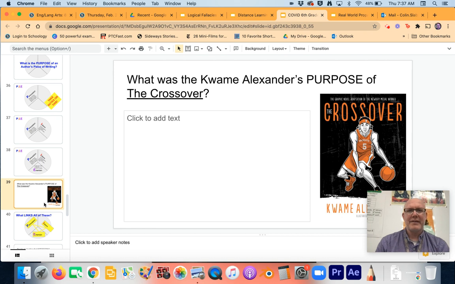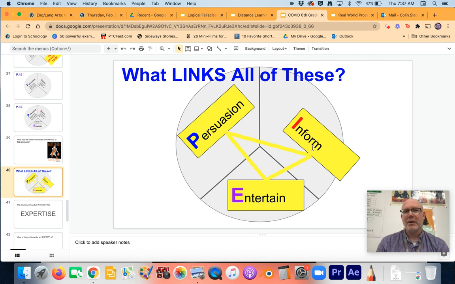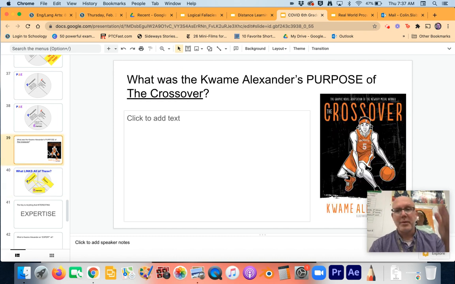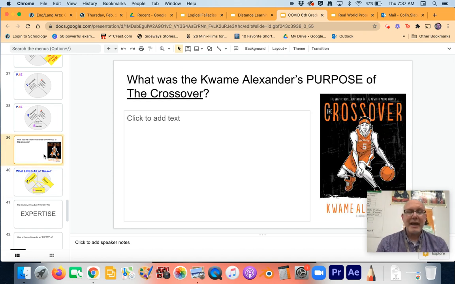Because if we start making a list of what Kwame Alexander's purpose was to write this, what's he doing? He's doing a ton of stuff, right? He's trying to entertain us, right? It's a great story. He's also probably trying to inform us because, frankly, you learn about basketball. You learn about the European League. He's got enough information in there that we're learning stuff. And in truthfulness, he's trying to persuade us maybe a little bit that maybe we should be better, right? His dad didn't take care of himself in the crossover. Maybe it's a part of Kwame's story that's like, take care of your body, do it for your kids, right?